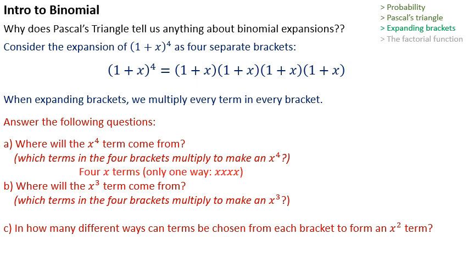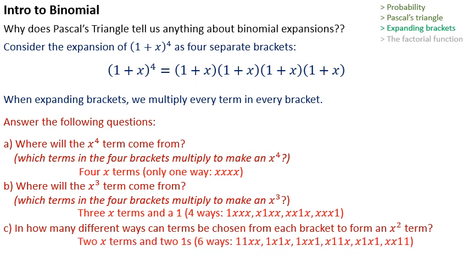So for the first one, the x^4 term, there's only one way you can generate that. To get the x^4 term, you pick an x in the first bracket, an x in the second bracket, an x from the third bracket, and an x from the fourth bracket, and you multiply them all together. But for an x cubed term, you've got a lot more choice. There are 4 different ways you can do this. You need 3 x terms and a 1. So we could choose to have the 1 come from the first bracket, or from the second, or the third, or the fourth. There's 4 different ways that can happen.